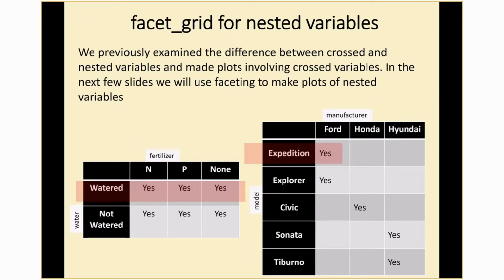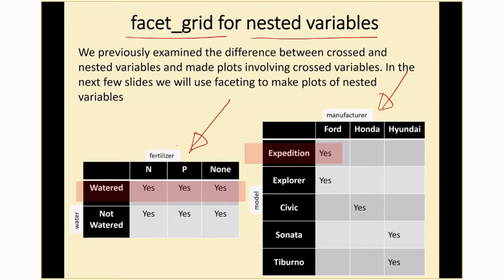So now what I want to talk about is how we can use facet grid when we've got nested variables. And just as a quick review, let's remember the distinction between crossed variables and nested variables. I've got different experiments or different data sets in which I've got two different variables, and those two different variables can either be nested or crossed.